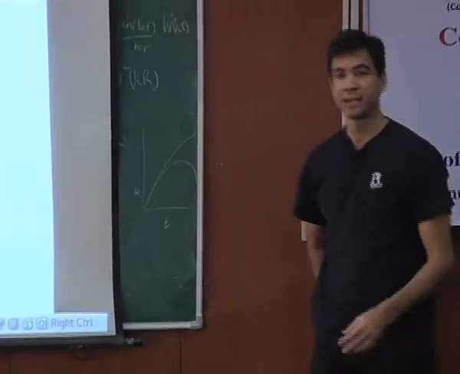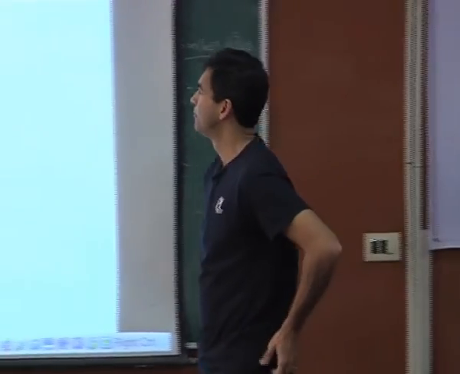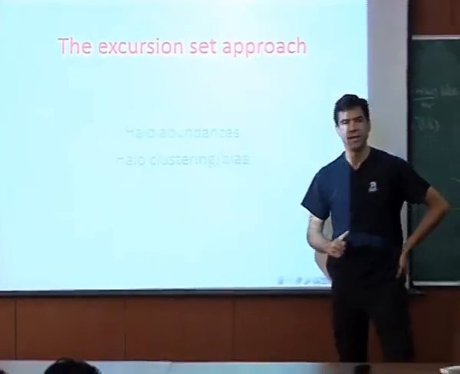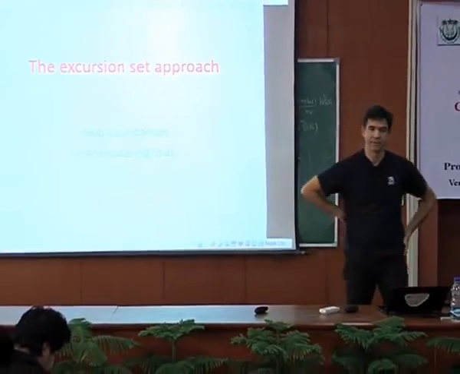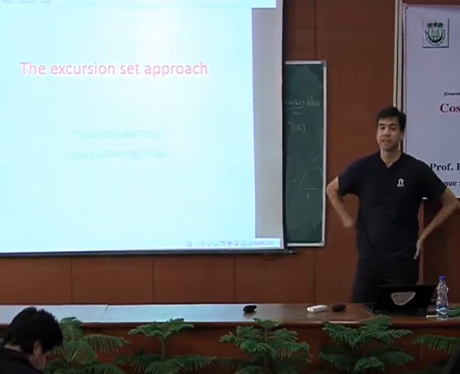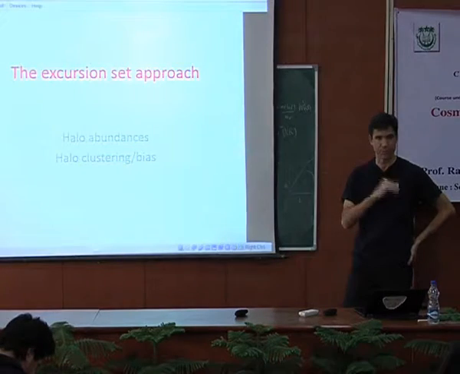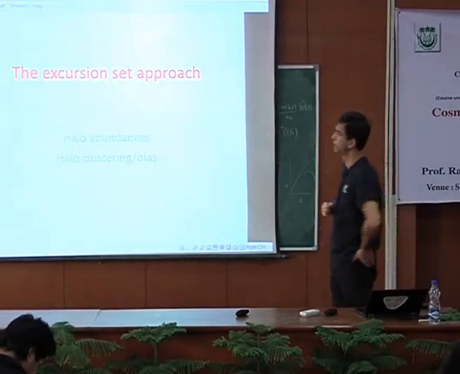This approach is called the excursion set approach. The logic for it was laid out in 1991 in a very nice paper by Bond et al. The same Bond who was doing the ellipsoidal collapse models that I just referenced, but we didn't actually do ellipsoidal collapse.